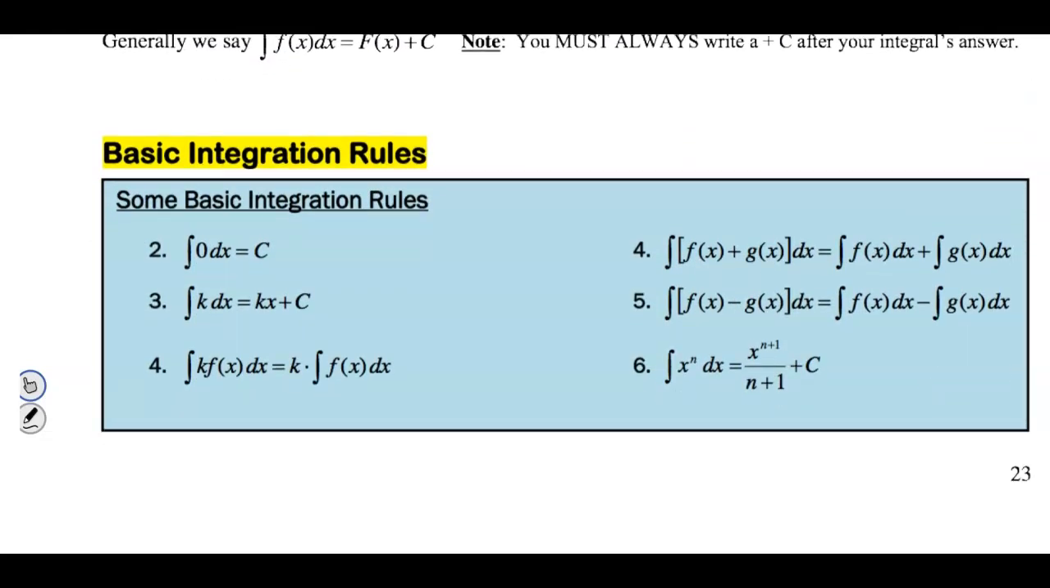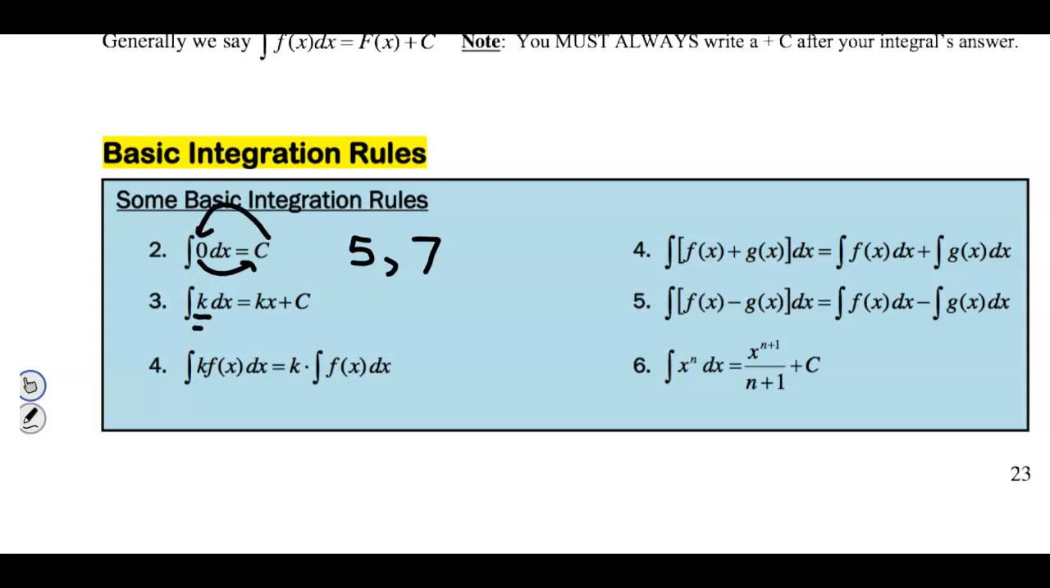All right, so we need a few rules. The first one is that the antiderivative of 0 is any constant in the world. Because if I said to Mandy, what's the derivative of 5? She'd say 0. But I said, what's the derivative of 7? What would you say? 0. Okay? So this guy's derivative is this.